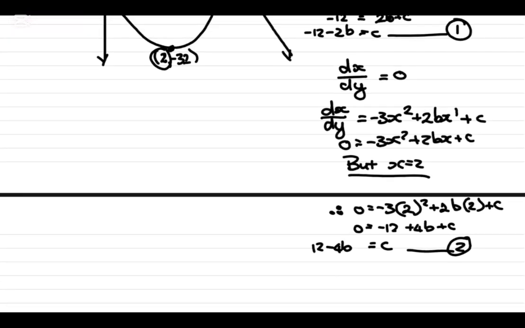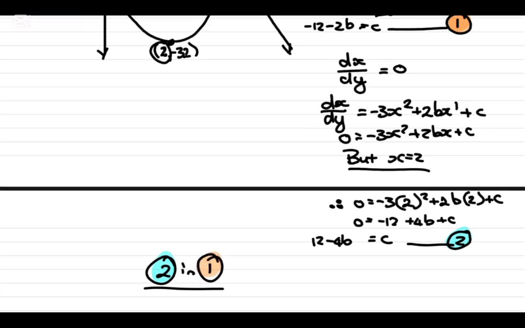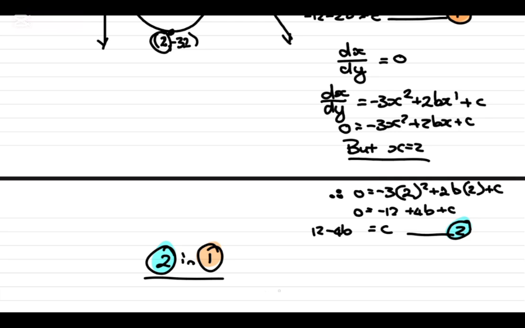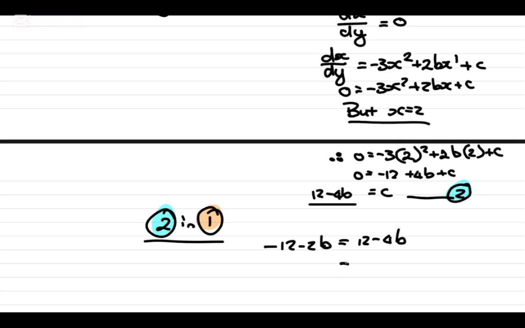Now I've got two equations, both equal to c. So we can sub one into the other. So let's just sub 2 into 1. So this is my 1. And this is my 2. And I'm going to sub that 2 into my 1. So just make them in colors for you. Okay, so let me just rewrite 1. 1 is minus 12 minus 2b equals c. But I know what the value of c is. It's 12 minus 4b. So I can actually find my b value now.